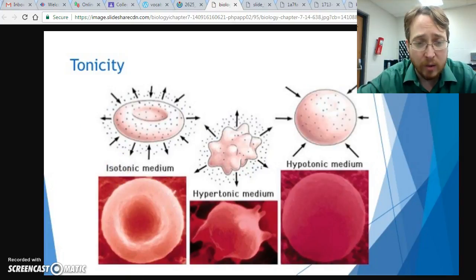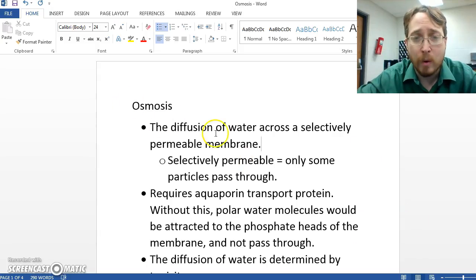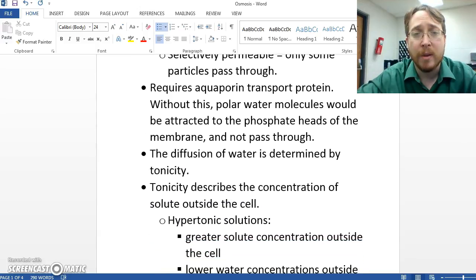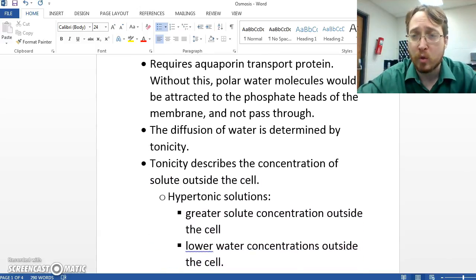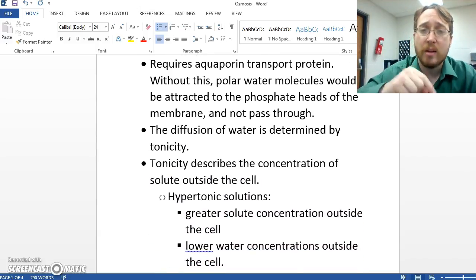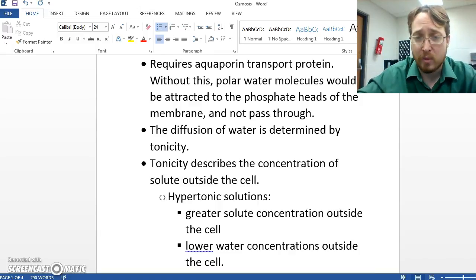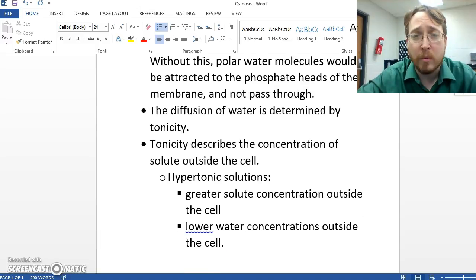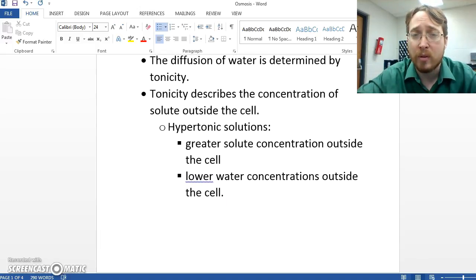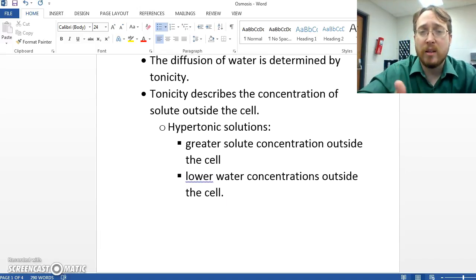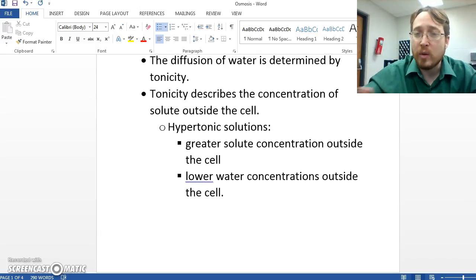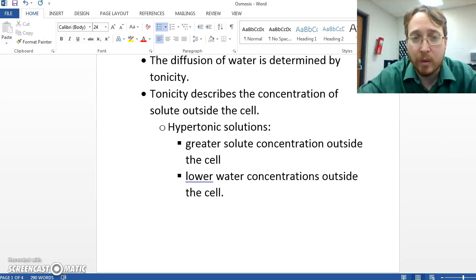So for now, let's review. We have osmosis, the diffusion of water across a selectively permeable membrane, where selectively permeable means some particles pass through and others do not. This requires aquaporin, which is a transport protein. Without this, the polar water molecules would be attracted to the phosphate heads of the membrane and they would not pass through. To determine the direction that water is moving, we have to use tonicity. Tonicity describes the concentration of solute outside of the cell, and we have three examples.